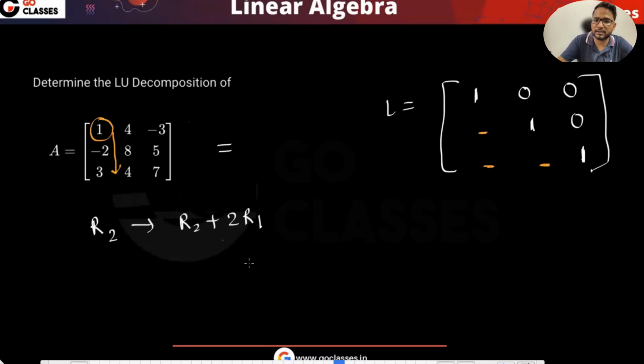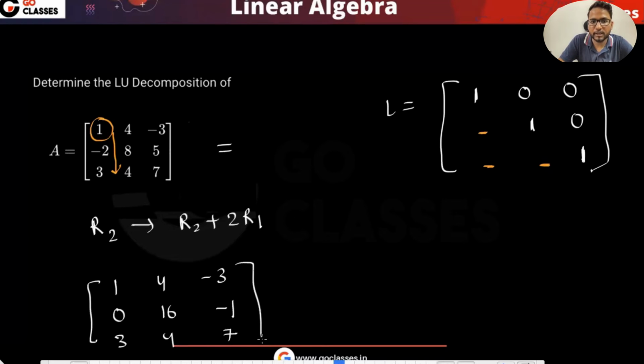In this case, if you apply this, then you will convert this matrix, which is 1, 4, minus 3, to 0, R2 plus 2R1. So 8 plus 8, it is 16. 5 plus minus 6, it is minus 1, and 3, 4, 7. Okay? And then you got 0 here. Is this okay to everyone? Just understand step by step.